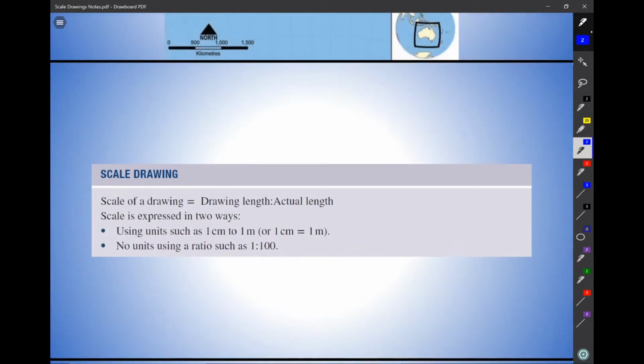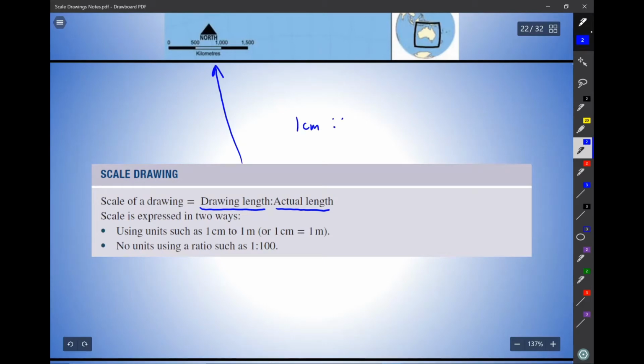So, defining scale drawings. We use a ratio where we have the drawing length to the actual length. So this scale drawing up here has a ratio of 1 centimeter to 500 kilometers. And you can express it that way, or you can express it without the units.